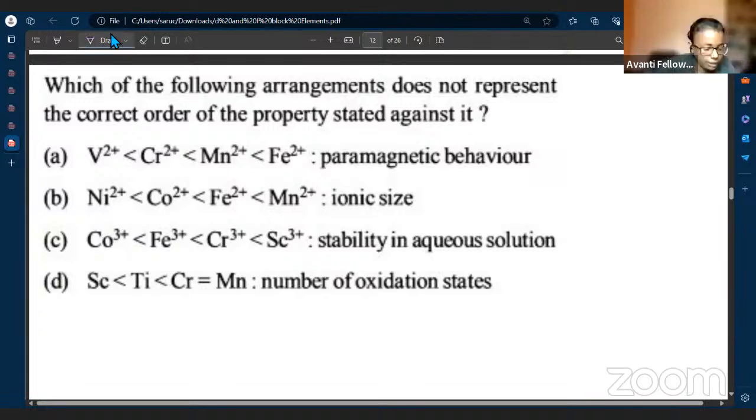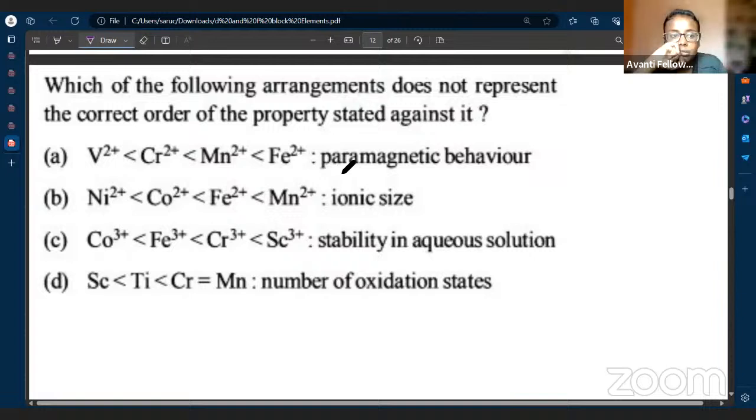And I'll check whether it is a single answer type or MCQ type. Yes, it is a single answer type. Only one option is right. Which of the following arrangements does not represent the correct order?